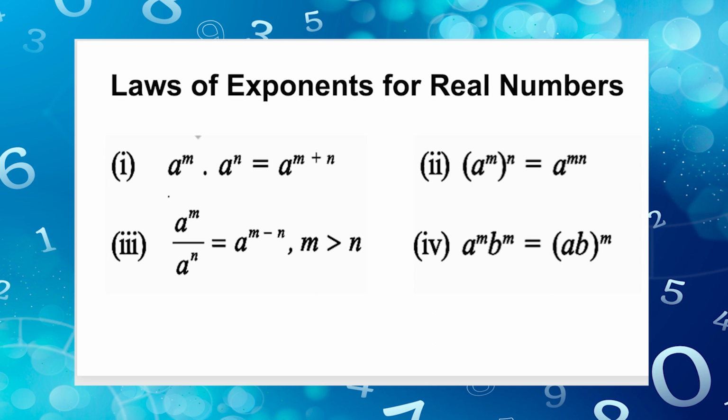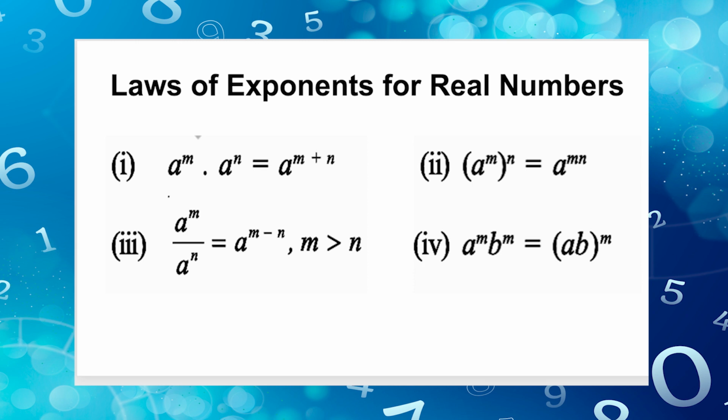Second is (a^m)^n gives us a^(mn). Third one is a^m upon a^n gives us a^(m-n), where m is greater than n.